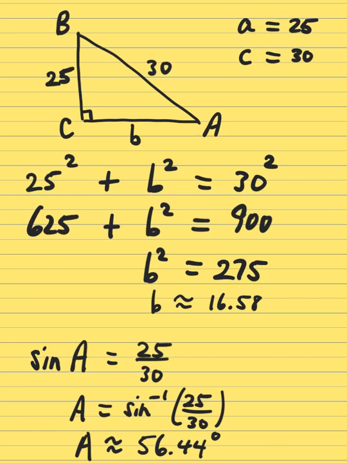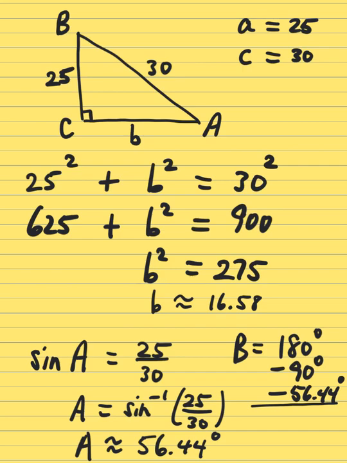All right, so we now know sides A, B, and C. We know angle A. The only thing left is angle B. Well, B is going to be 180 minus 90 minus this 56.44. (180 minus 90 minus 56.44), and that gives us angle B is 33.56 degrees.